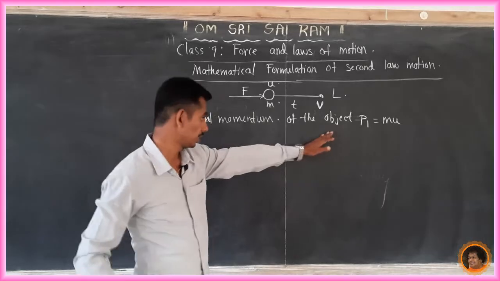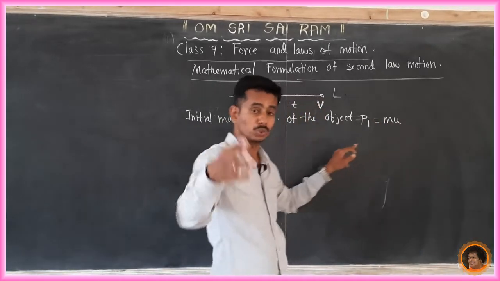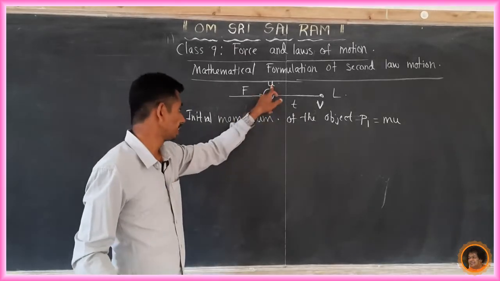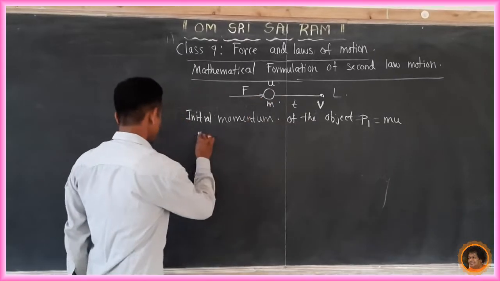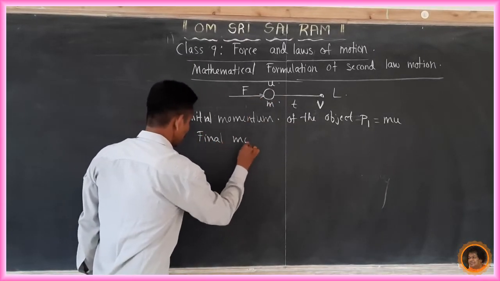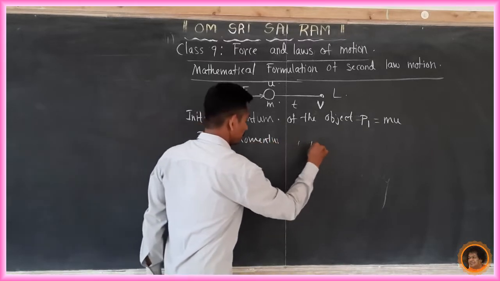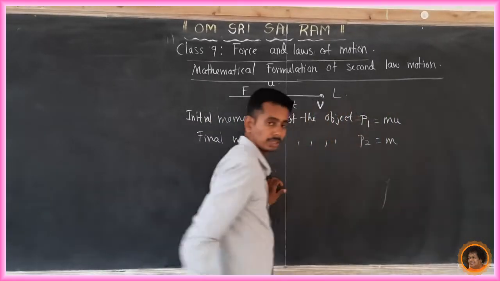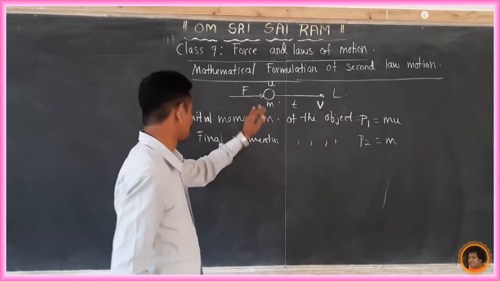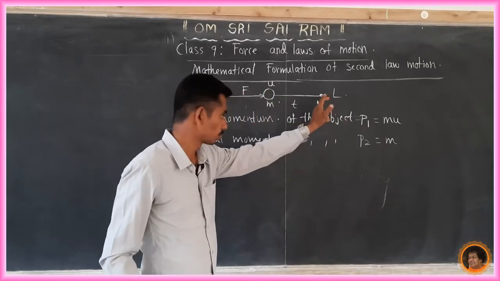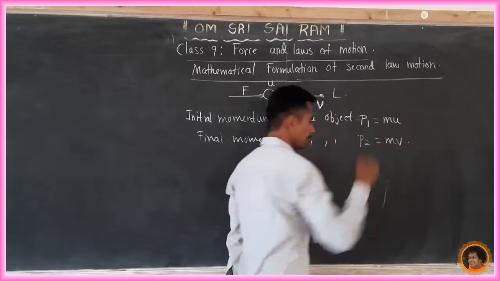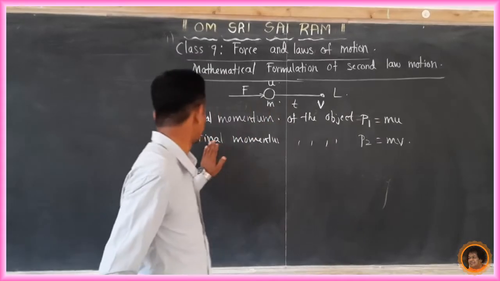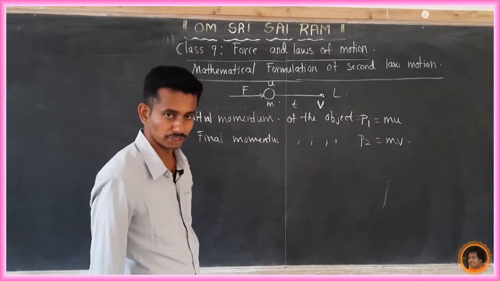Why is it mu? m means mass, and the velocity is u because initially the object is in a state of rest, so the initial velocity is u. Now the final momentum of the object is represented by the letter p2, and the mass is m. Now force is applied and it is moving, so the velocity is now v, so p2 equals mv. So the initial momentum of the object p1 equals mu, and the final momentum p2 equals mv.